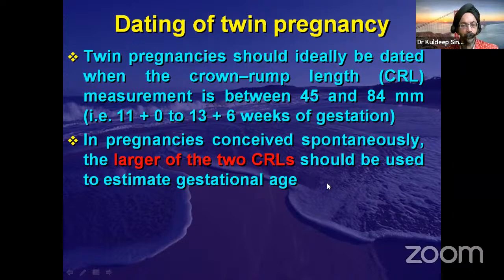Why do we need to do that? Because if you're looking at, let's say, for some reason, a very, very early FGR, and you take that as the true dating, we're going to be in trouble. Always better to be conservative, so let's take the larger of the two CRLs so that we don't make a mistake.